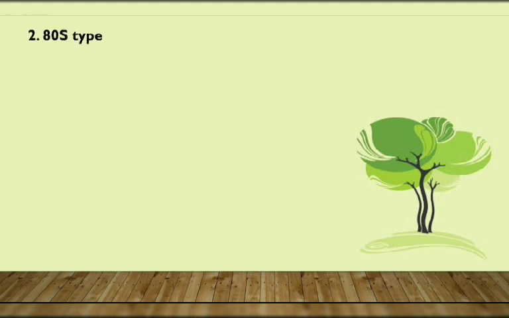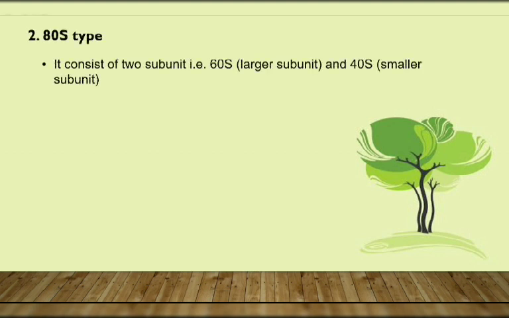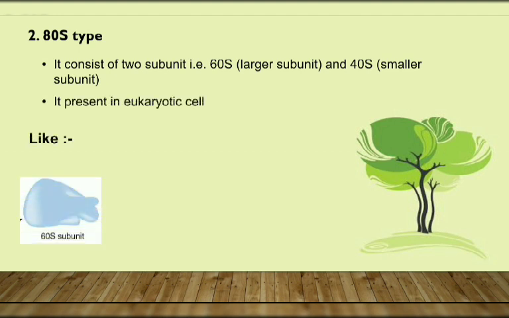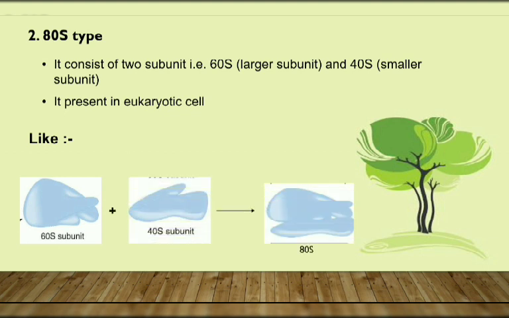Come to the 80S. It is made up of two subunits: the larger unit is 60S and the smaller unit is 40S. Here 20S is removed as waste. It is present in the eukaryotic cell. The 60S larger subunit combines with the smaller 40S subunit to form 80S, okay.